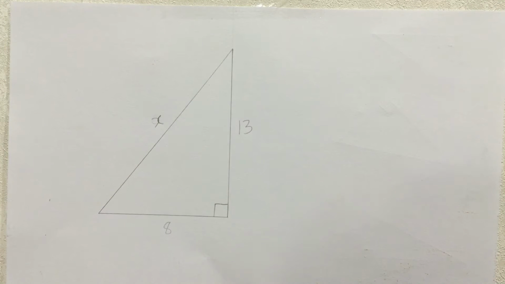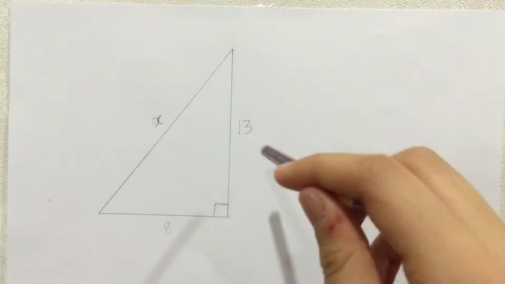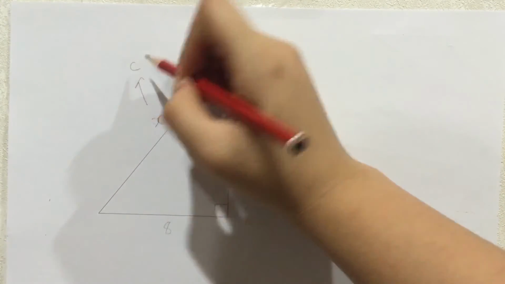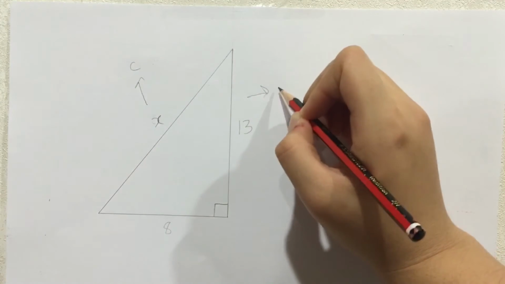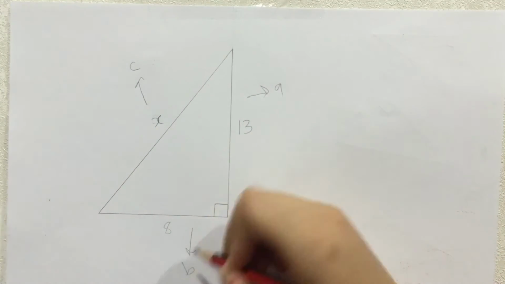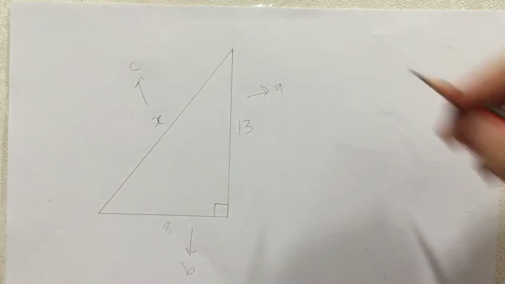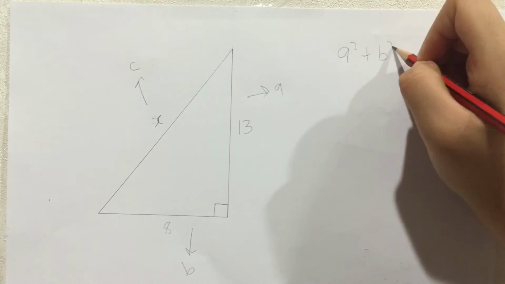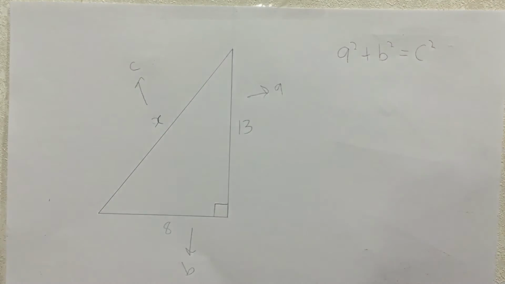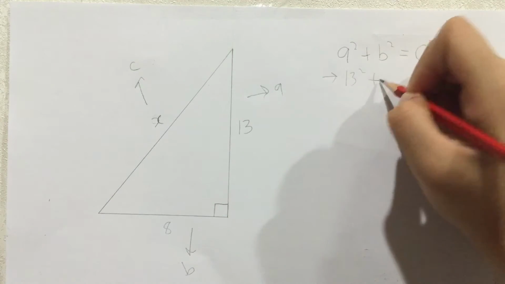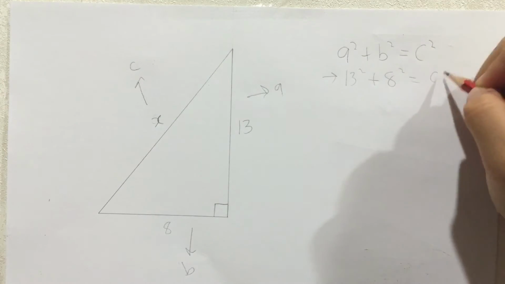This one over here has the hypotenuse again marked x and the other two lengths marked 8 and 13. Remember to always label your sides before you start. We know x, the hypotenuse, will be c. And we know these other two lengths to be a and b. Again, it doesn't matter what one is a and what one is b, as long as it's not the hypotenuse. We then write our formula, a squared plus b squared equals c squared. And then we just substitute. So we get 13 squared plus 8 squared equals c squared.